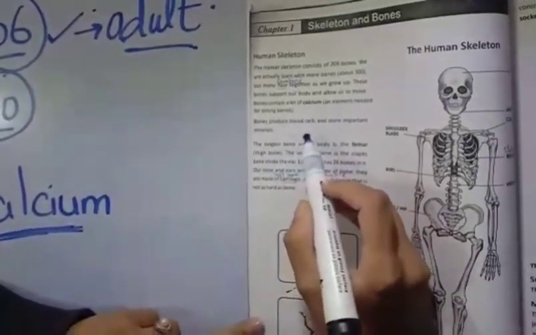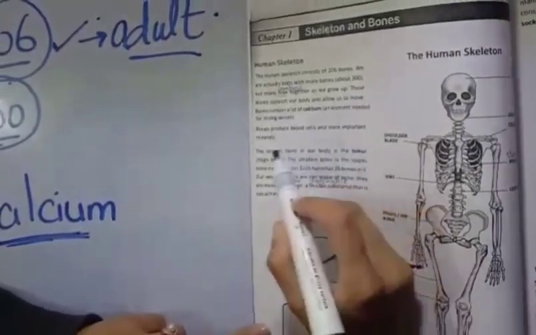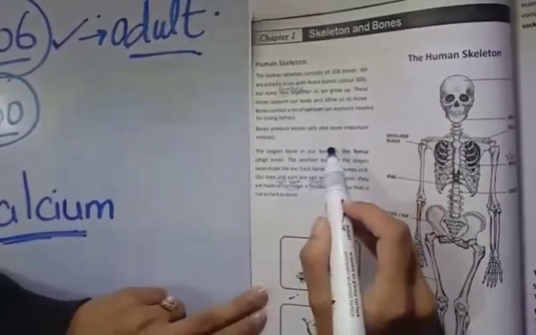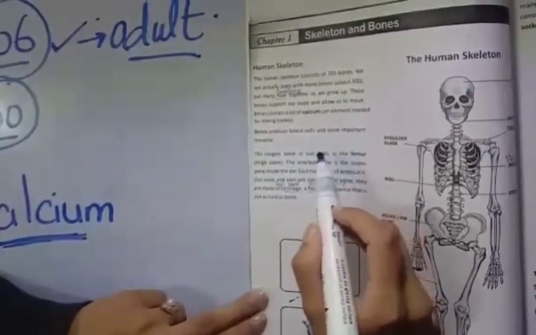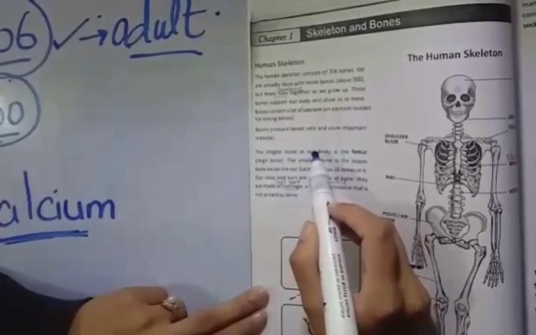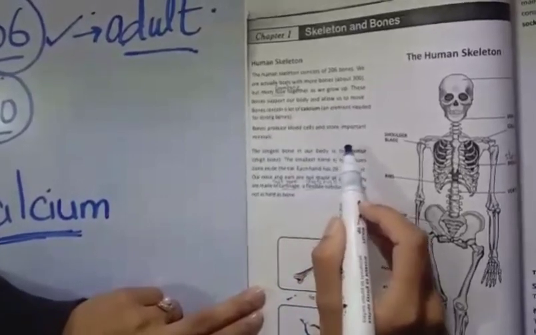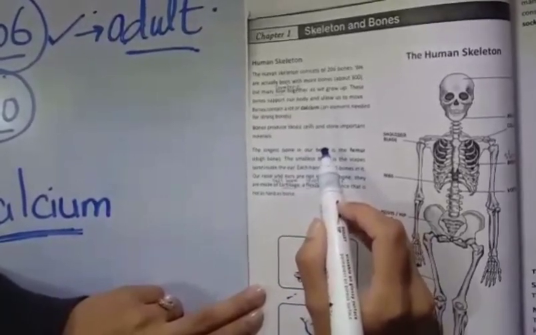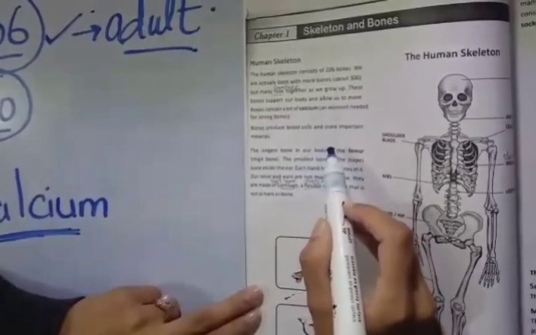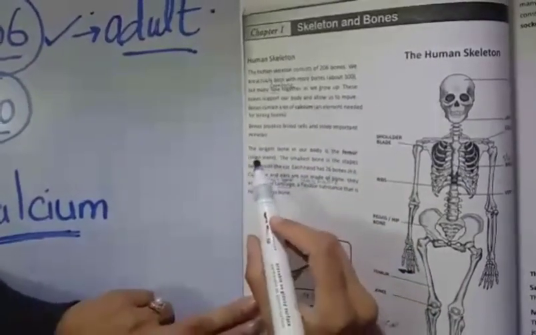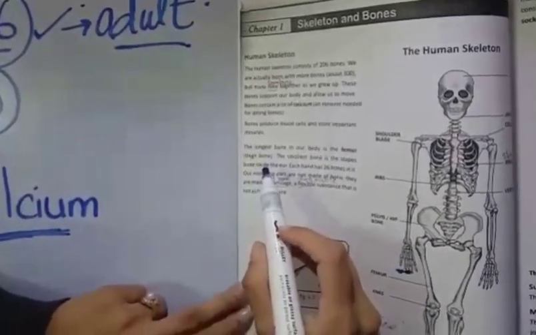Bones produce blood cells and store important minerals. Yes, there are many important minerals present in our body. So bones are responsible for storing these important minerals, minerals like salt and potassium. So now switch to the next paragraph.